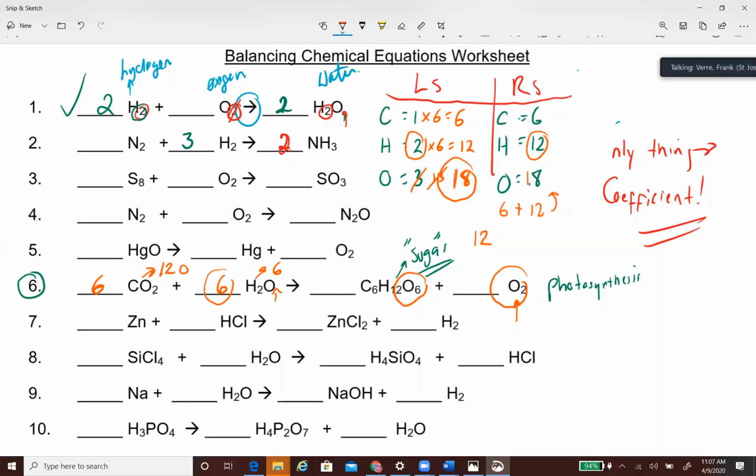So how do I get 12 from here? Well, this is 2. If I put a 6 in front of it, 6 times 2 is 12. Now let's double check. I have 6 times 2 oxygen here, that's 12. I have 6 times 1 oxygen, that's 6. So I have 18 oxygen on the left. On the right, I have 6 oxygen for my sugar, and now 6 times 2, which is another 12. That gives me 18. It's balanced. It's totally balanced. Questions? I know this is a lot.